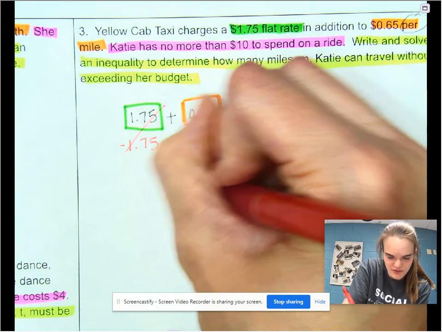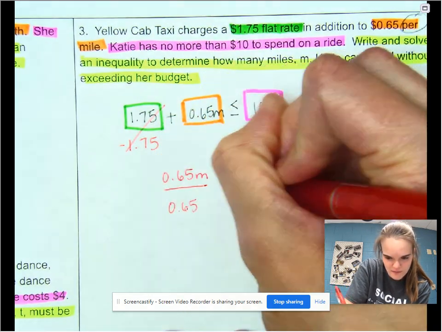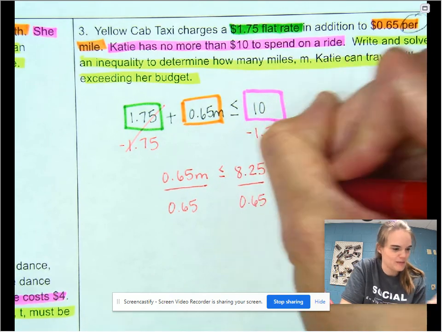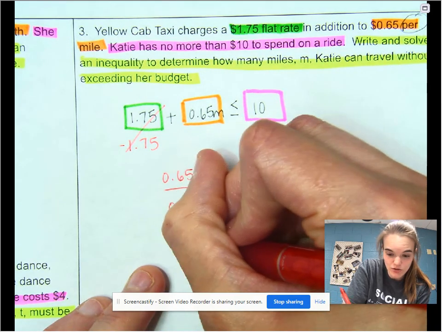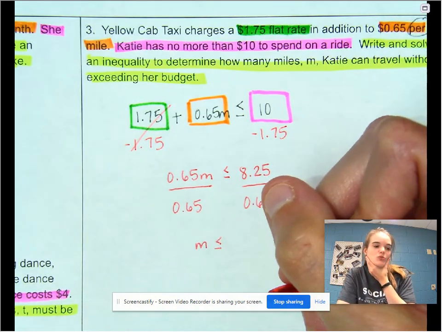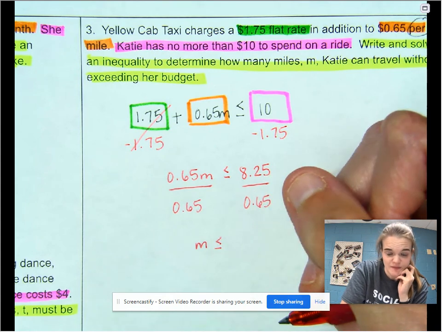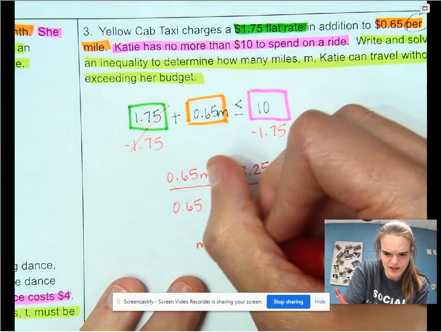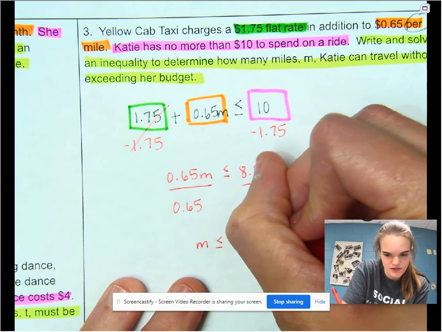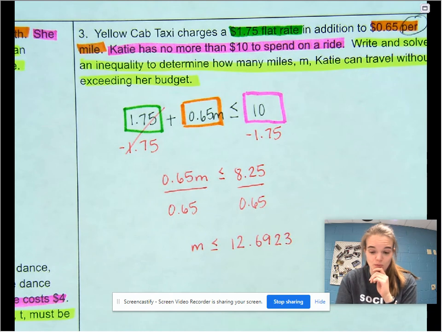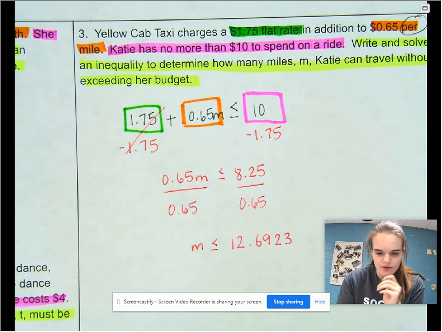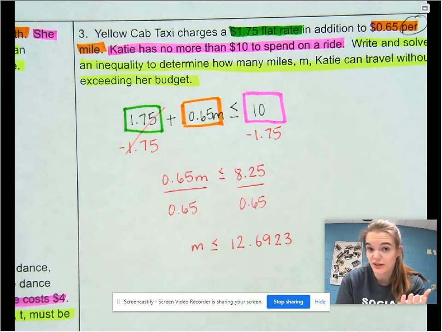Divide by 0.65. I'm going to see how many miles she can travel. Okay, I got a big long decimal. 12.6923. I'm going to write a lot of it out, and I'll show you why. You can go like a tenth of a mile and whatever else. That's fine. But we need to talk about something. If we're writing this in a sentence, and it says round to the nearest tenth, we would say 12.7, right?